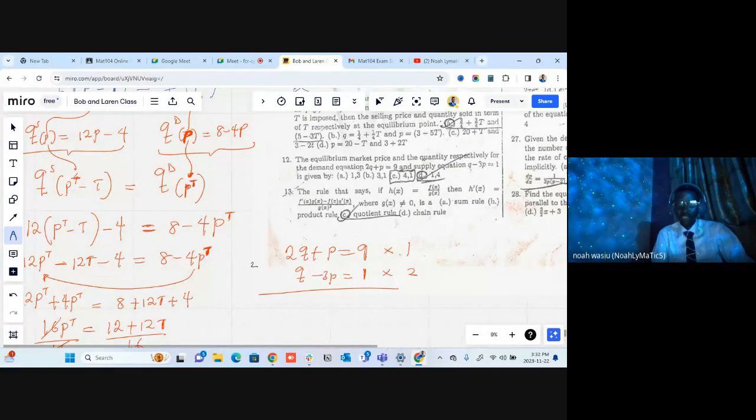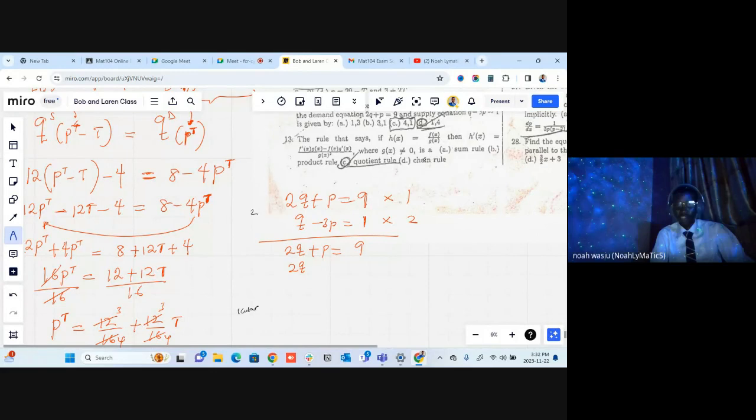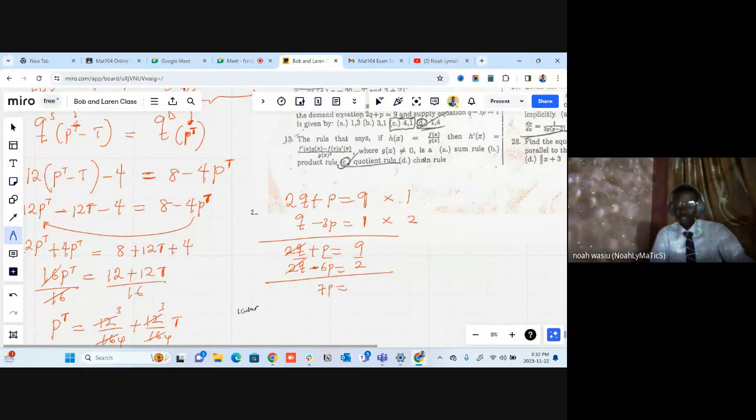Then I'll have 2q plus p equals 9. This will give us 2q minus 3p times 2, that's minus 6p, and 1 times 2 is 2. Then you put minus here. This will cancel this. P minus minus 6p, that's p plus 6p, and that's 7p, equals 9 minus 2, that's 7. If I divide both sides by 7, p equals 1.